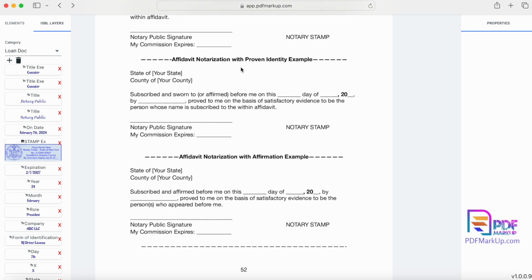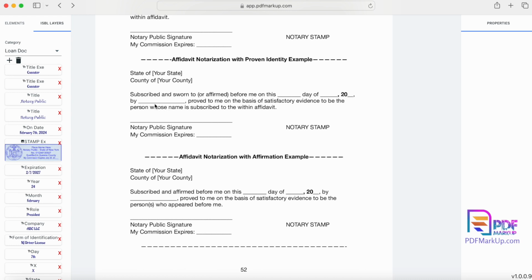The next one is affidavit notarization with proven identity example. So state of, blank, the state you're in. County of, the county you're in. Subscribed and sworn to or affirmed before me on this blank day of blank 20 blank by blank, proven to me on the basis of satisfactory evidence to be the person whose name is subscribed to within the affidavit. So this is saying this person provided you with proof of identity. So you're going to put your state, the county you're in, the date. If it's the 13th, the 14th, whatever the day is, you're going to put it there. Not Monday, Tuesday, Wednesday, but the actual date of February, the year 2024, by, look at the document.